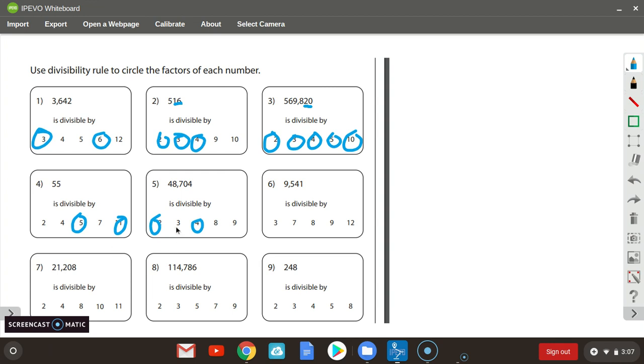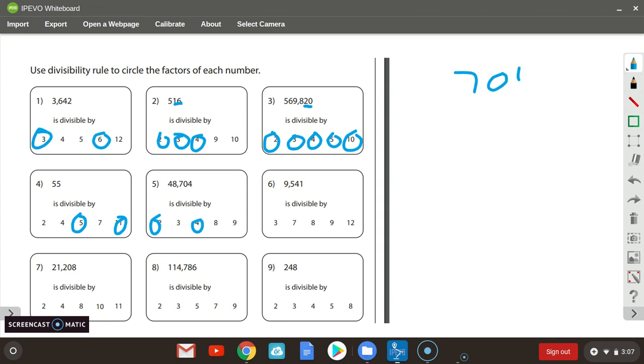And I'm going to go ahead and solve. So I'm going to add them. So 4 plus 8 is going to be 12. Plus 7 is going to be 19. Plus 4 is going to be 23. So it's not divisible by 3 or divisible by 9.